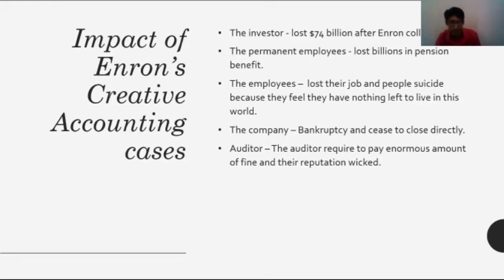And then the employees lost their jobs, and some people committed suicide because they felt they had nothing left to live for in this world. So it's very sympathetic, what was said and why this happened. And the company went bankrupt and ceased to operate directly. The auditor was required to pay an enormous amount of fine, and their reputation is weak.